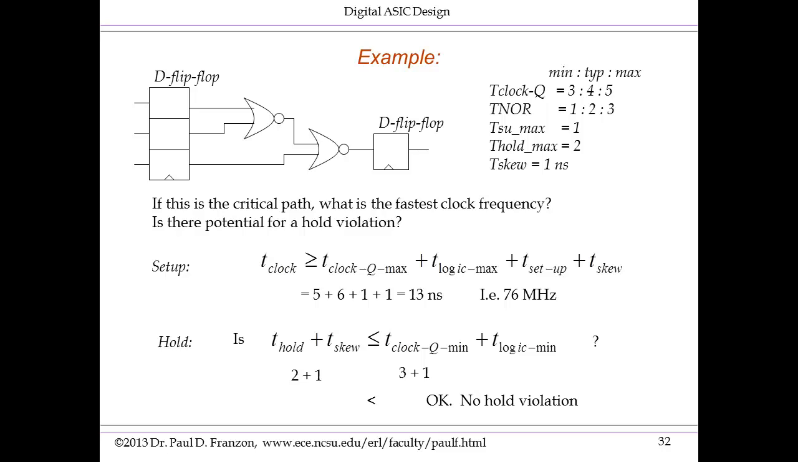What would we do if we did have a hold violation? Or more precisely, what will the tools do if we had a hold violation? The tools would insert additional logic into the shortest logic chain, even if they're just buffers, in order to increase the delay in the shortest path through the design.